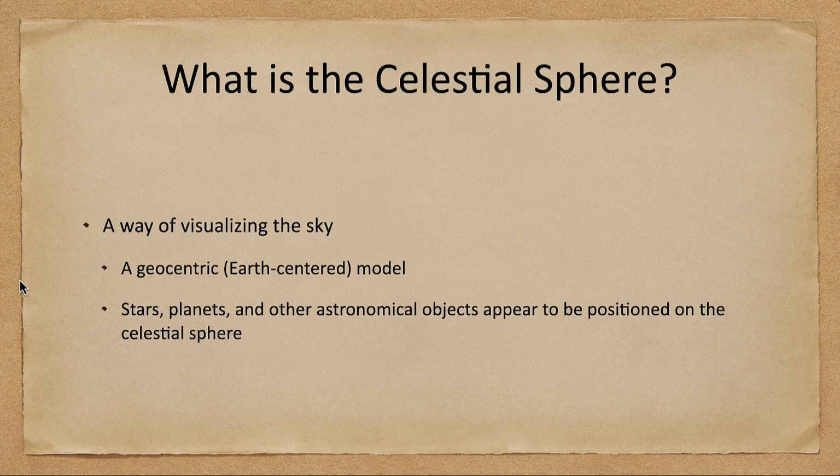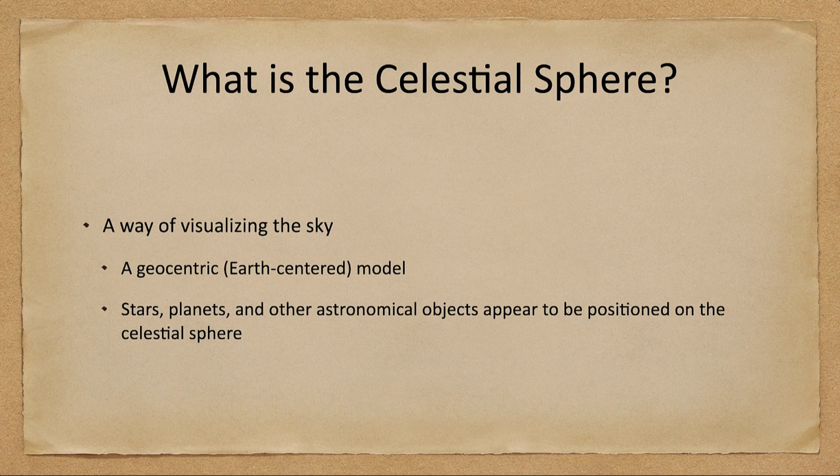Now it is actually a geocentric model, meaning that it is Earth centered. Now, while we know that the Earth is not the center of the universe, it is still convenient to use an Earth centered model here to be able to measure and identify locations of things like stars, planets, any other astronomical objects that will appear to be on this celestial sphere.